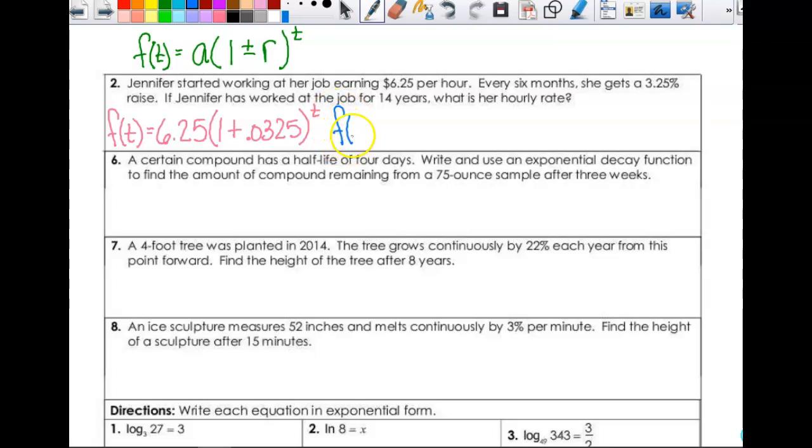So that means I want f of 28. That's going to equal 6.25 times, and then I can go ahead and add those together, 1.0325, or I could leave it as plus, it doesn't really matter, to the 28 power. And then type all that in.